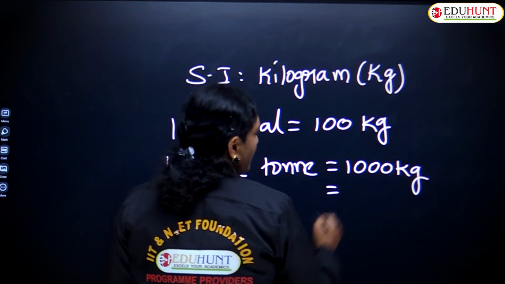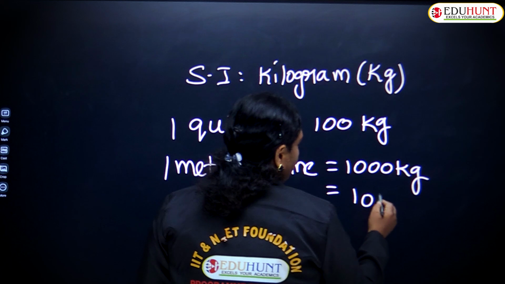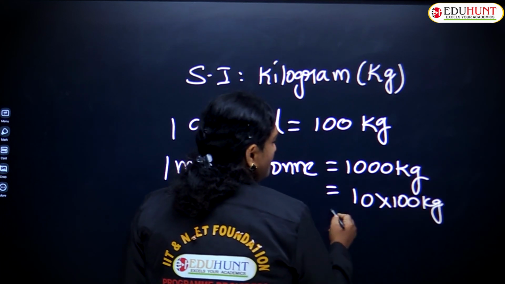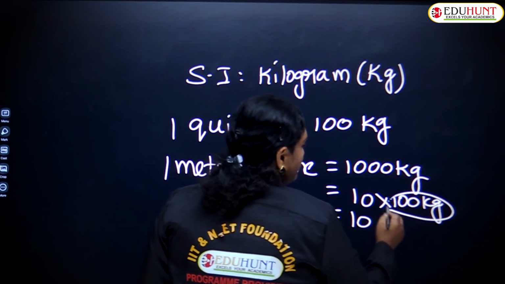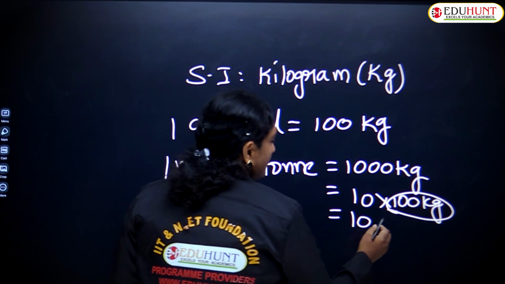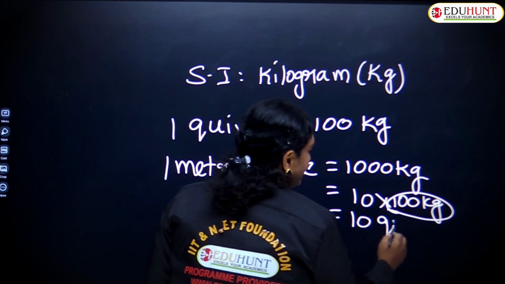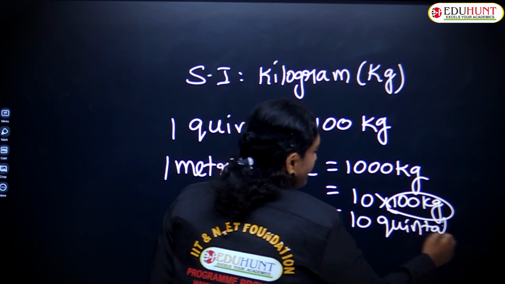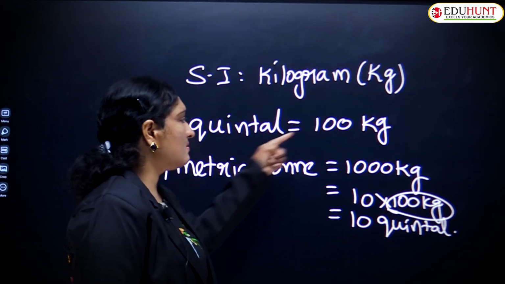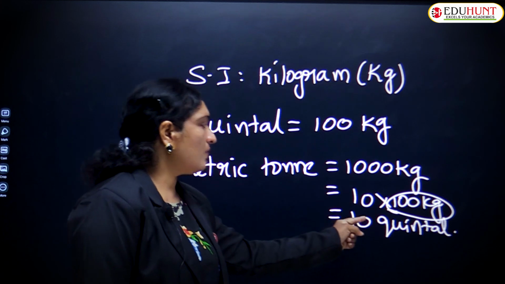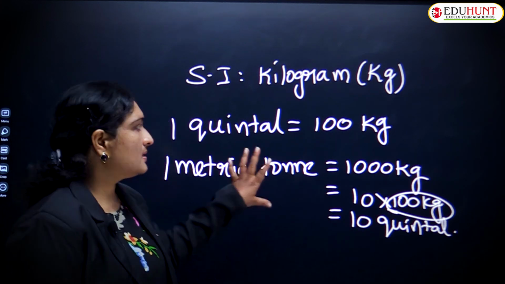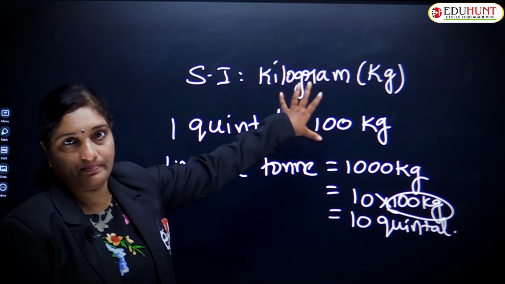This can also be written like this: 1000 can be written as 10 into 100. So what is 100 kg, children? 100 kg is nothing but a quintal. So 1 metric ton can also be written as 10 quintals. 1 quintal is 100 kg, 1 metric ton is 1000 kg, or 1 metric ton is equal to 10 quintals. Okay, these are the multiples of kilogram.